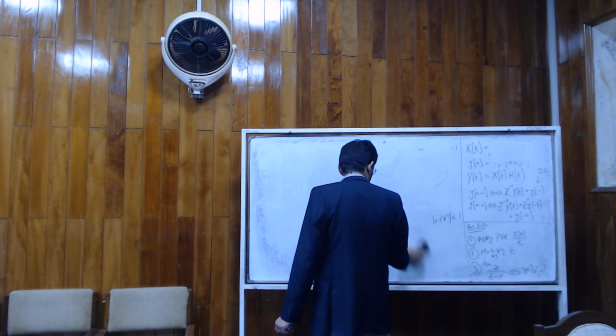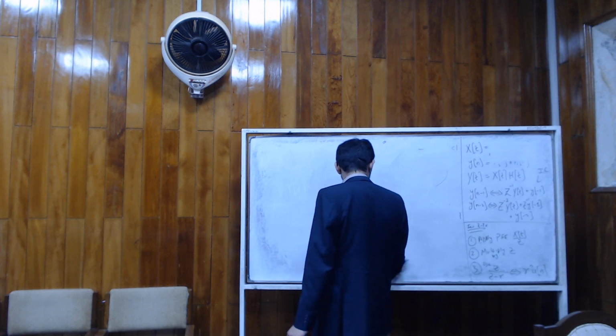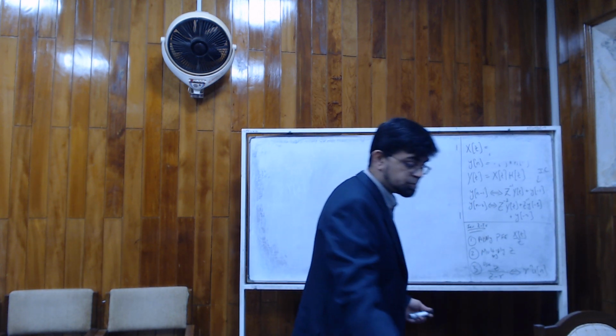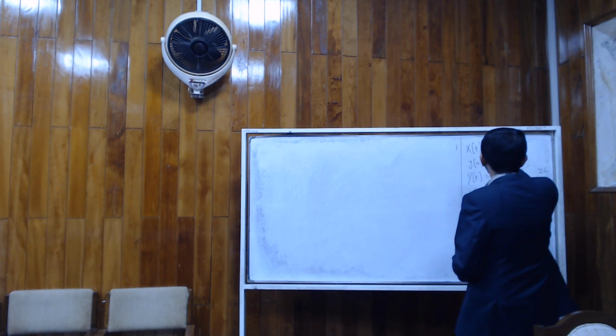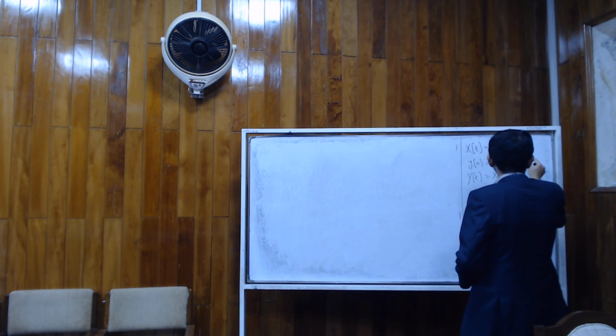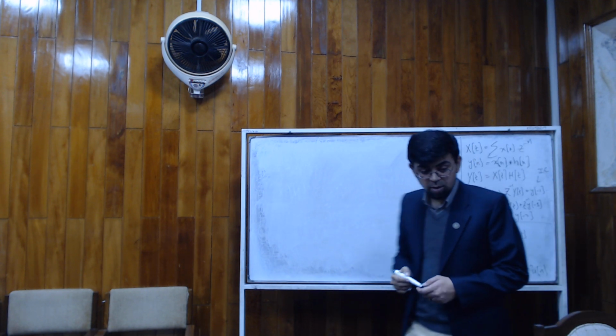That was using formulas and tables, formulas and properties. So write it again: summation xn z to the minus n, and this was xn convolved with hn. Okay.